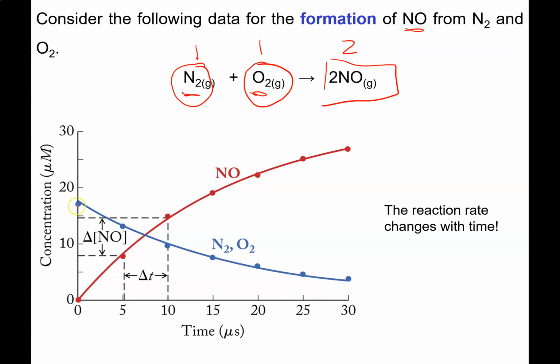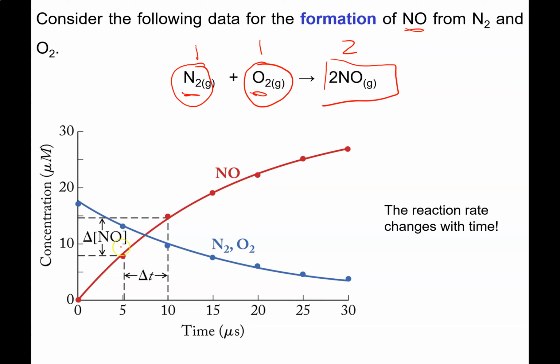So the blue curve indicates the consumption of N2 and O2, and we can see that over time the amounts of those things decrease, and they decrease at the same rate. The red curve indicates the rate of formation of NO, and we can see that it increases in concentration a lot quicker than O2 and N2 decrease.